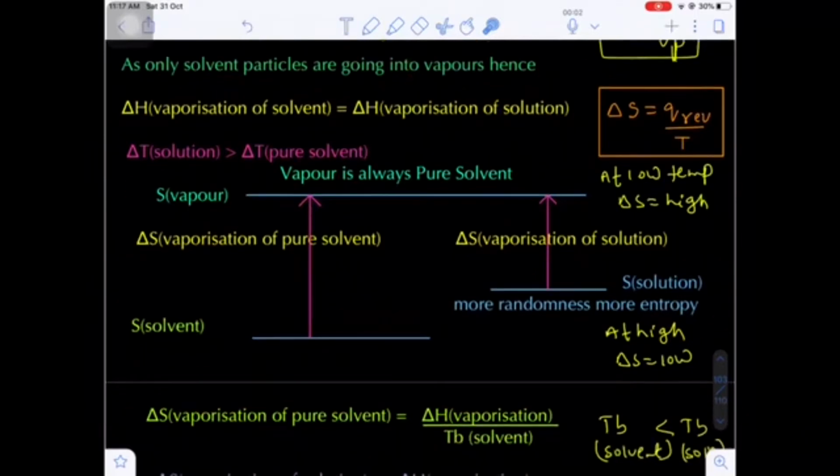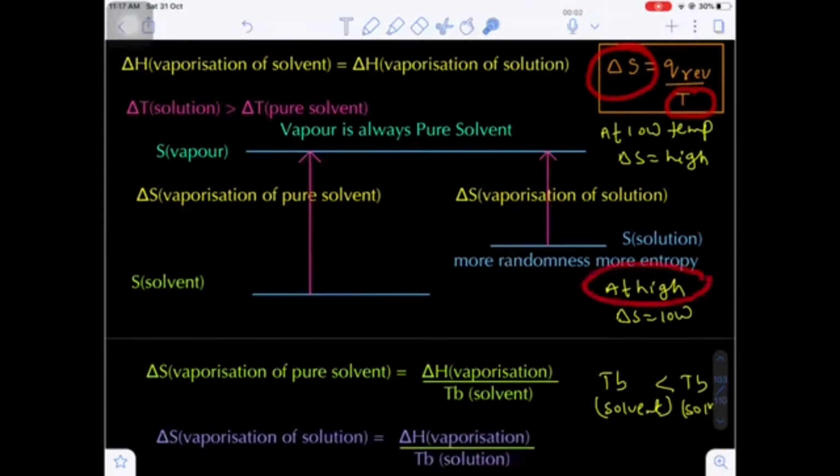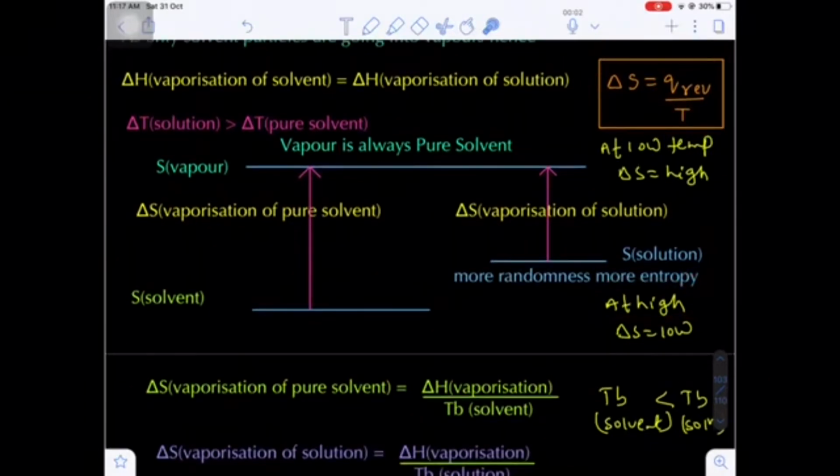Remember. And one more important thing, just now I told you the boiling point of a solution will always be greater than the boiling point of a pure solvent. Okay. Now you see in this relation, delta S is equal to Q reversible by T, if the temperature is low, the change in entropy will be very high, whereas at high temperature the change in entropy will be very low, because at high temperature entropy is already maximum. So at high temperature the increase in entropy is very small. That means the change in entropy and the temperature are inversely proportional.